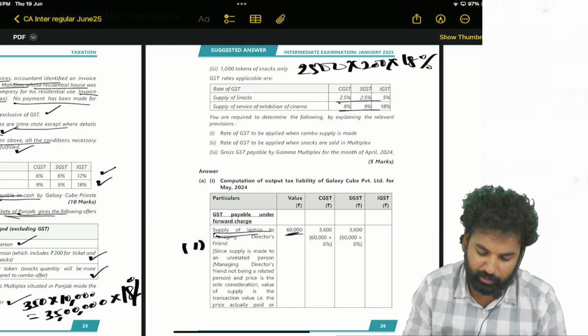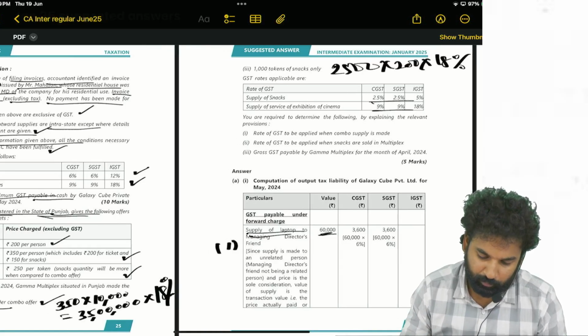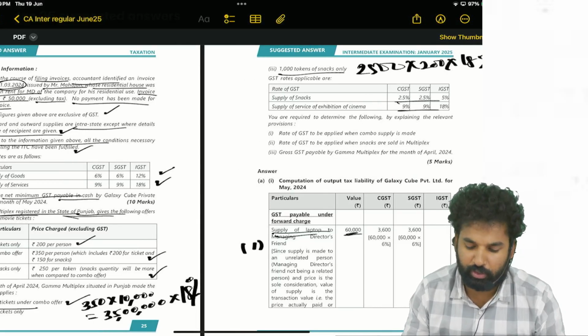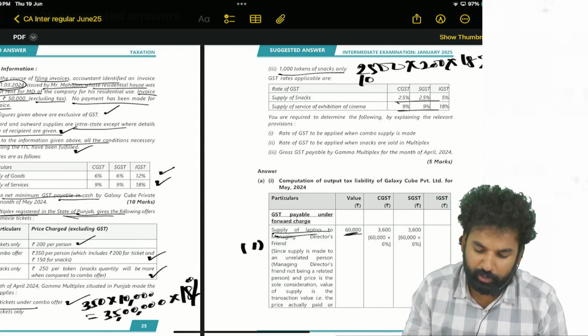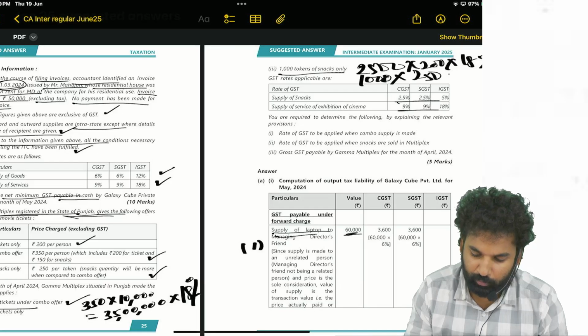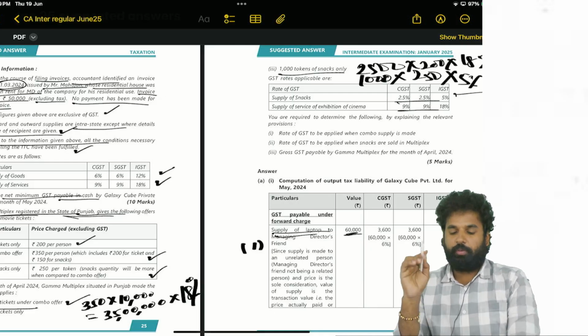That is another thing. Next, 1,000 tokens of snacks only. How much? 1,000 into how much? What is the rate? 250 into 5%. That has to be calculated. Got it?